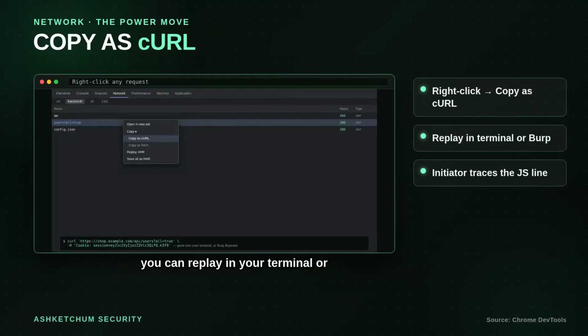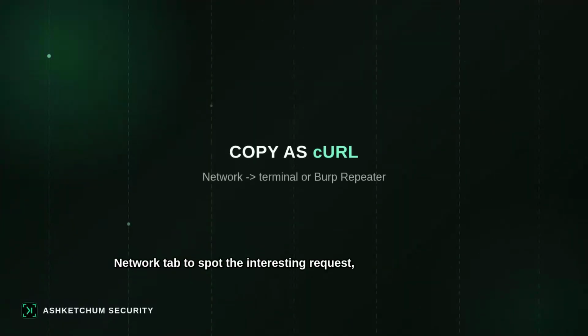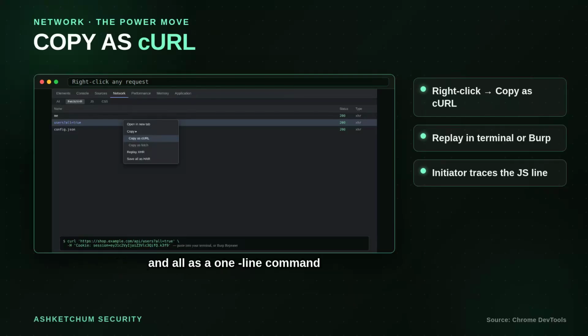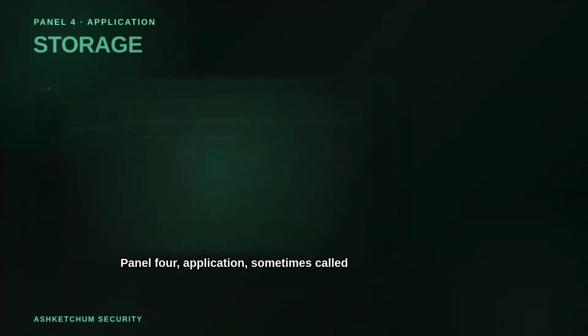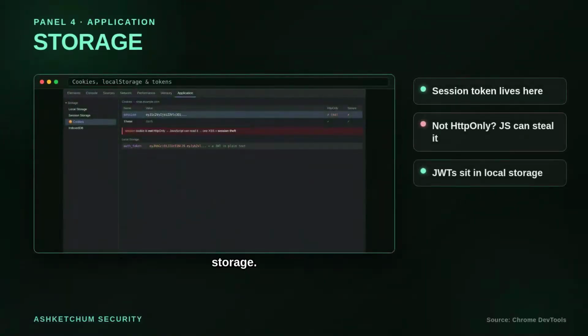Right-click any request in the network tab and choose copy as curl. Now you've got that exact request, headers and all, as a one-line command you can replay in your terminal or paste straight into Burp's repeater to start tampering with it. Network tab to spot the interesting request, Burp to attack it. The initiator column even tells you which line of JavaScript fired it, so you can trace it back to the source.